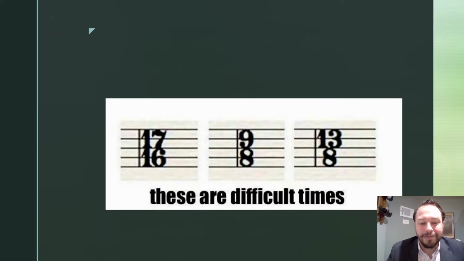But what does this mean? 17/16 time. Actually, in middle school, you might see 9/8. You might see 9/8 in middle school, but 17/16, 13/8, you'll never see those. But what does that mean? What does it mean to be in 17/16 time? Well, we're going to go over that right now.